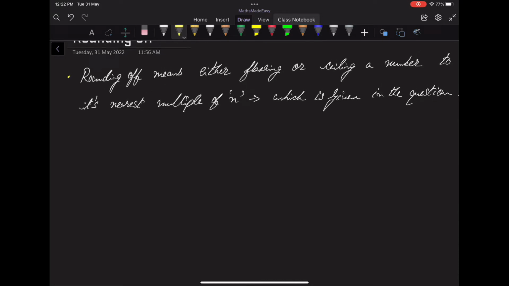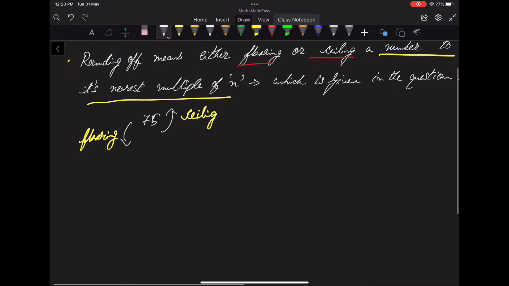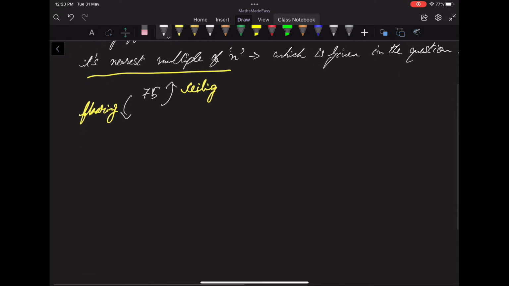So if I read the definition once again for you guys, rounding off means either flooring or ceiling a number to its nearest multiple of n. This part is pretty clear, nearest multiple of n, a number. But what do these two terms mean, flooring and ceiling? Flooring means the number goes down. Like if I'm telling you 75, after rounding off, the value of the number is going to go down. This is called flooring. And if I'm saying ceiling, then the value of the number after rounding off goes up. So this is the basic meaning of flooring and ceiling.